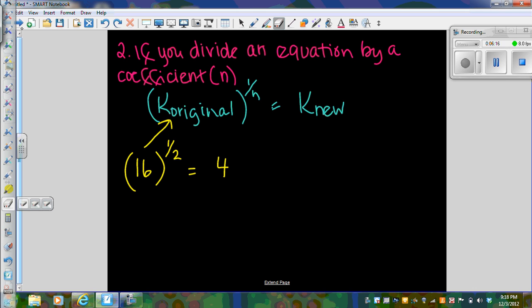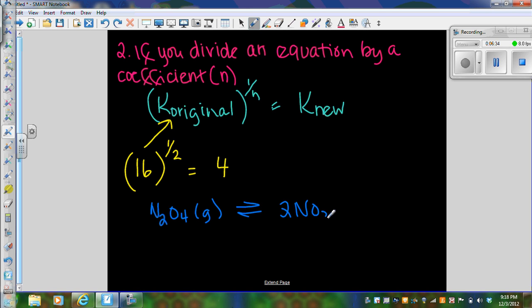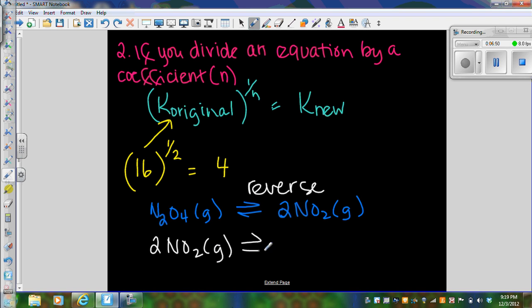Okay, the next thing is, let's say that we have an equation, and let's go back to that same one that we did before: N2O4 in equilibrium with 2 moles of NO2, and we want to reverse it. So we're going to write this in the opposite direction: 2 NO2 gas in equilibrium with N2O4 gas.